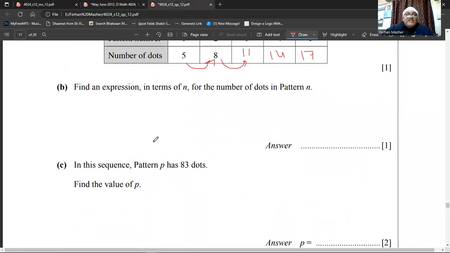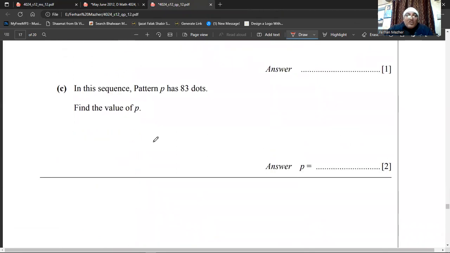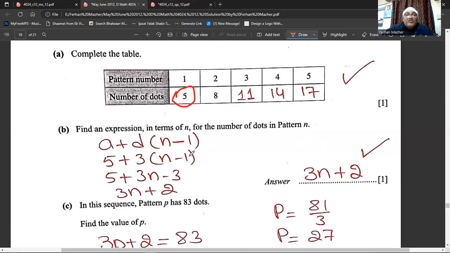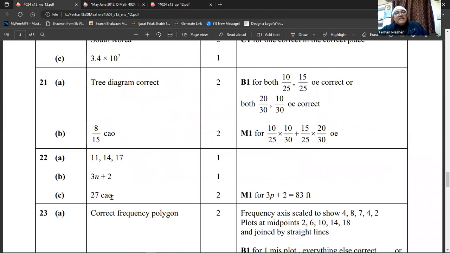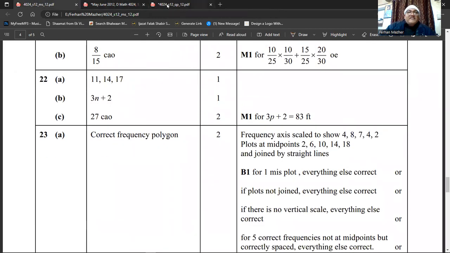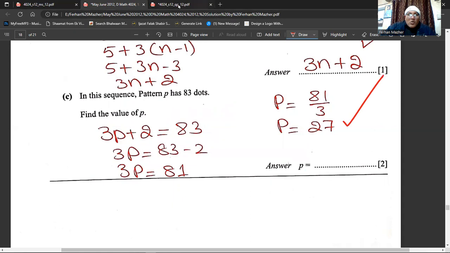Then the question is, in this sequence pattern, P has 83 dots. Find the value of P. So this is the formula. The number of dots will be 3P plus 2, and they are 83. So 3P will be equal to 83 minus 2, and 3P will be equal to 81, and P will be equal to 81 by 3, and that will be 27. So the P value will be 27, and that answer is right.